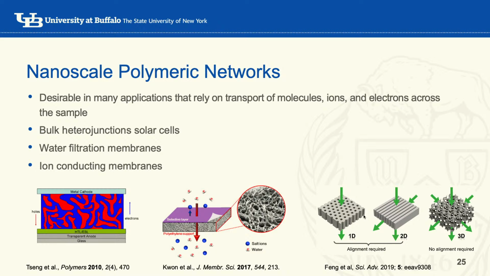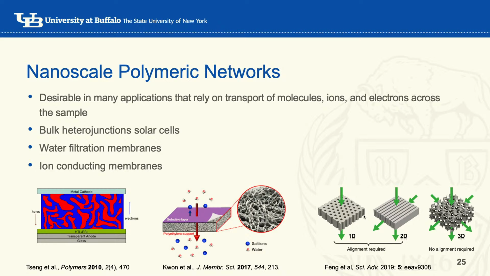Now, you can generate that continuous pathway by making a straight channel. That's the best way to do it. But this is practically or technologically very difficult. It's very difficult because you have to control orientation. If your channel is oriented this way or this way instead of this way, then there will be no transport. The advantage of network systems, or three-dimensional systems, is that you don't have to worry about orientation.